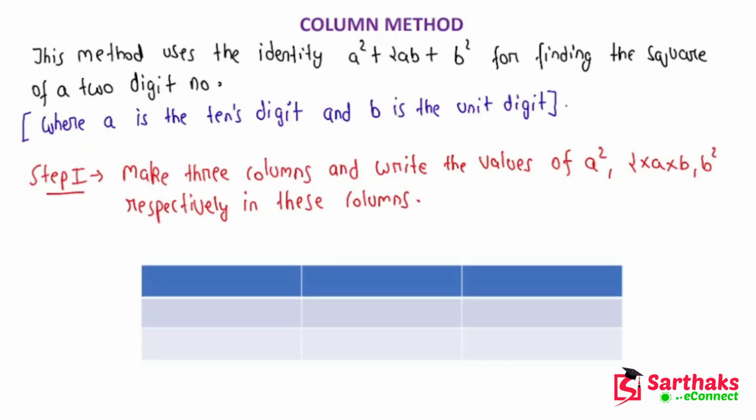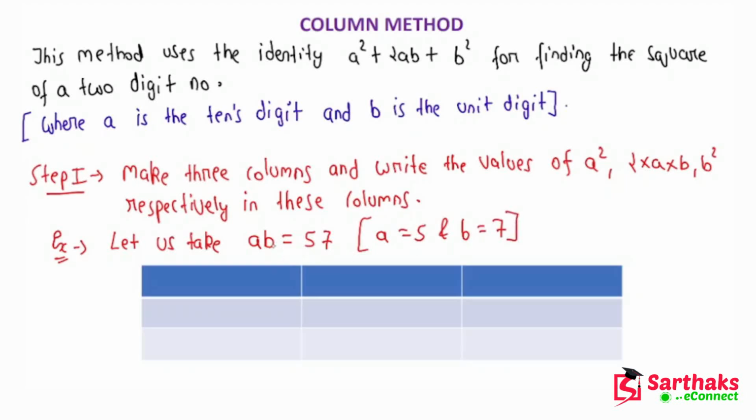Right. Now to understand this method further and to follow the steps while calculating a square, let us take an example. For the sake of learning, let us take AB equals 57. Now let me remind you, AB is not A into B. Here B represents the unit digit and A represents the tens digit, so it is a 2-digit number where A is equal to 5, and remember A is the tens digit, and B is equal to 7. So basically you are going to calculate the square of 57.